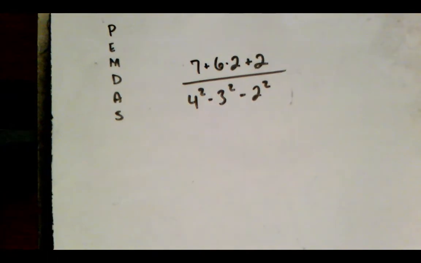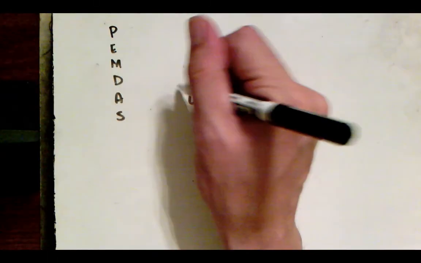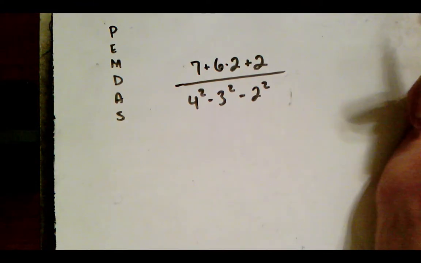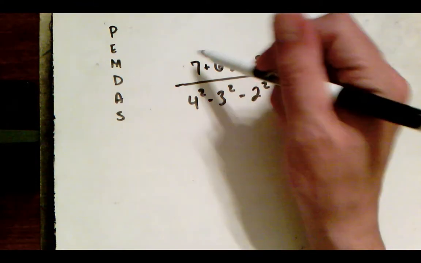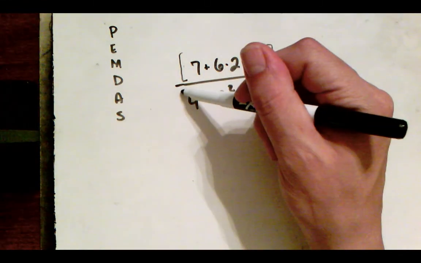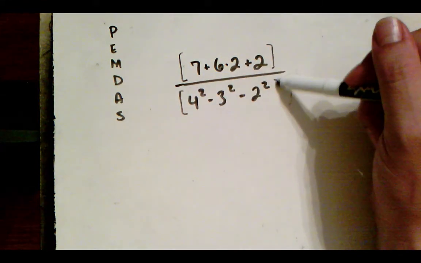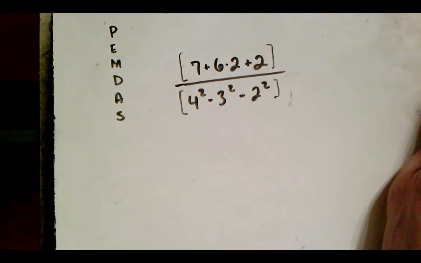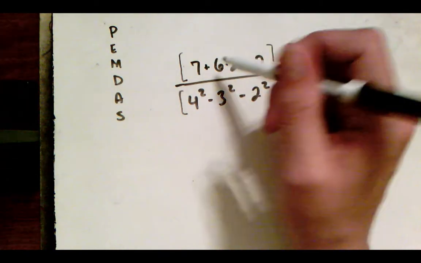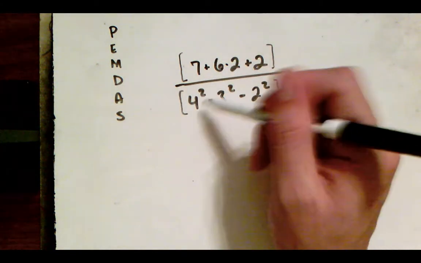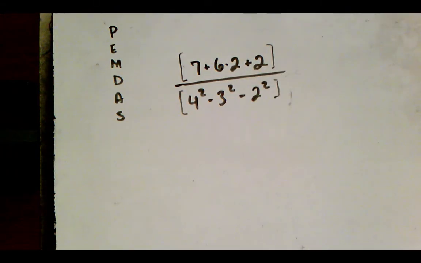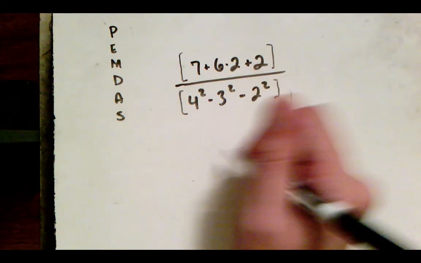So the first thing I wanted to mention about this problem is that even though it doesn't have any parentheses in the problem specifically, we assume that when we're dealing with a big fraction like this, the numerator is in some sort of parentheses or brackets and the denominator is in some sort of parentheses or brackets. So in other words, we want to take care of everything on top first. We're going to take care of everything on the bottom first. And then the last thing that we're going to do is divide the top divided by the bottom. So let's start on the top here.